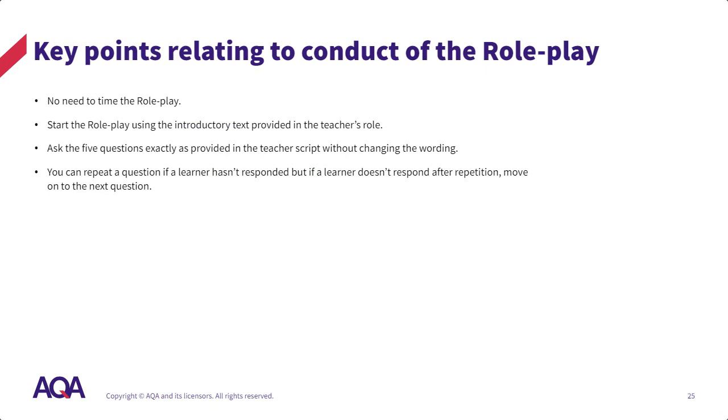Here are some key points around conduct of the role play to help maximise a student's opportunity to score marks in this part of the test. So there's no need to time the role play specifically. Start it using the introductory text provided in the teacher's role. Ask the 5 questions exactly as they're provided in the teacher script without changing the wording. You can repeat a question if the student hasn't responded, but if a student doesn't respond after repetition, we would advise you move on to the next question. Once the role play is completed, you move on to the next task.